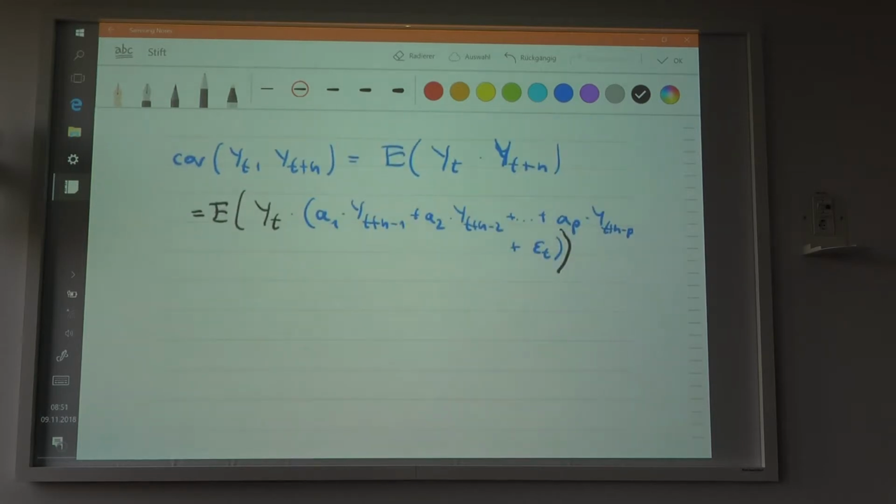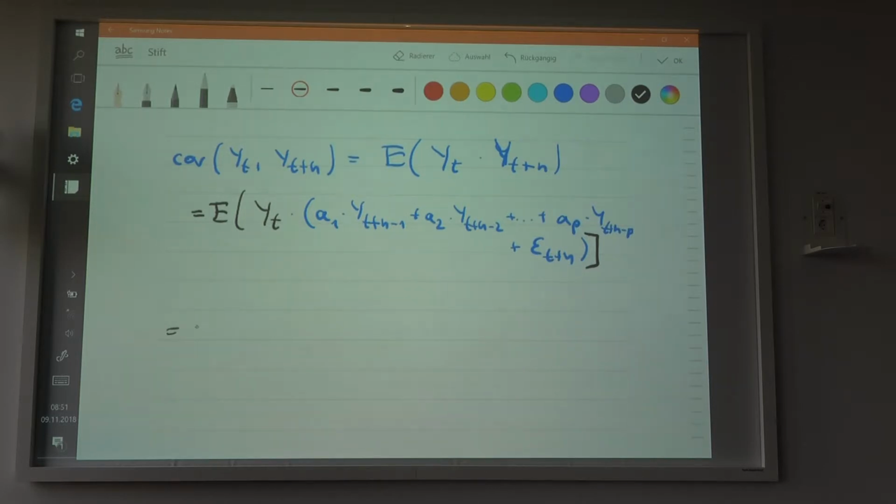Now the expectation of the sum will be equal to the sum of the expectations, yes? Sorry, I forgot that: the index is t plus h. That's correct, so epsilon t plus h. This is what you have as an index for the noise. Thanks. So the expectation of the sum is the sum of the expectations, right?